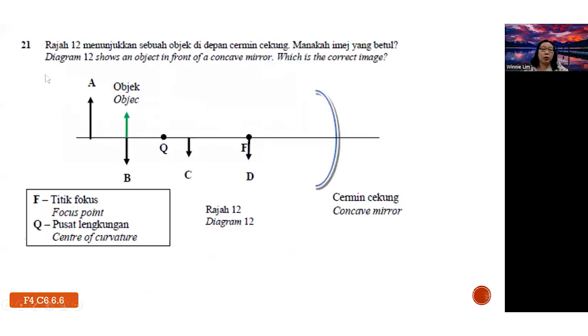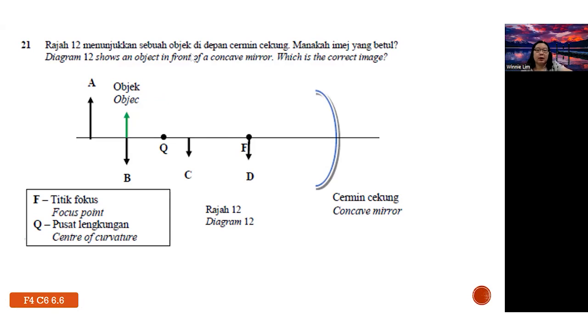Okay, moving on, we have question 21. This is the object in front of a concave mirror. Which is the correct image? For you to know the location, you need to draw the ray diagram. This is the last subtopic for the topic, image formation by a curved mirror.